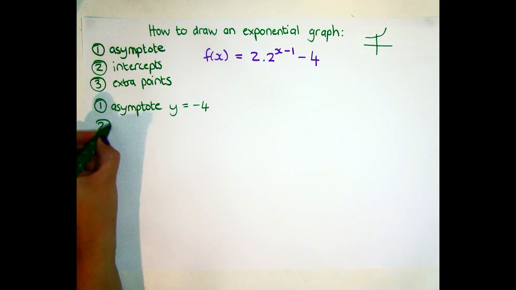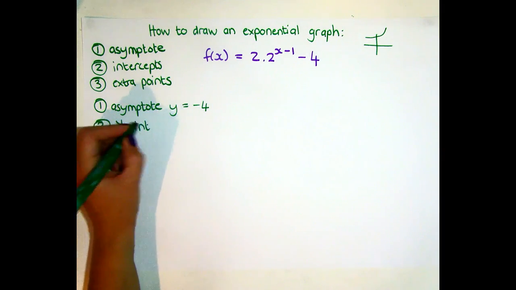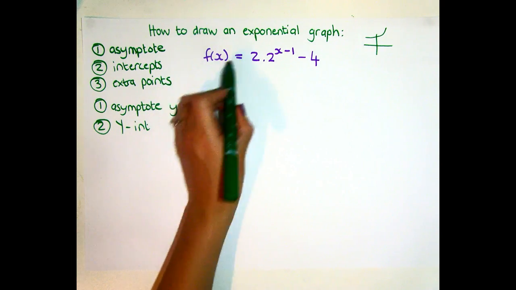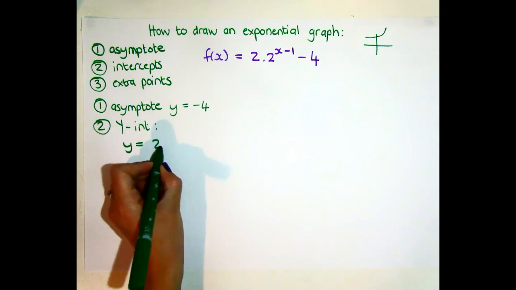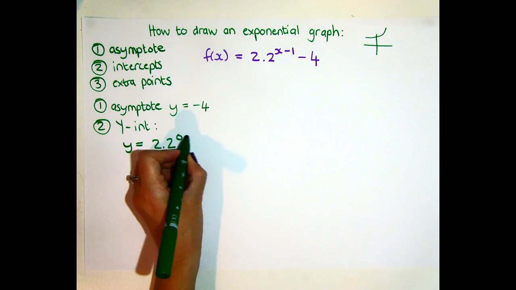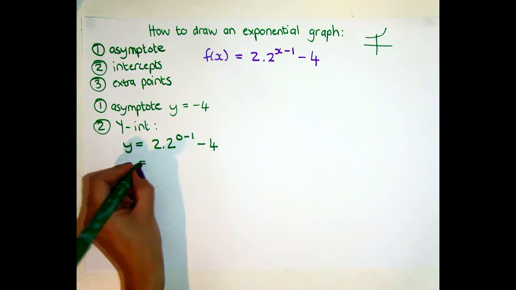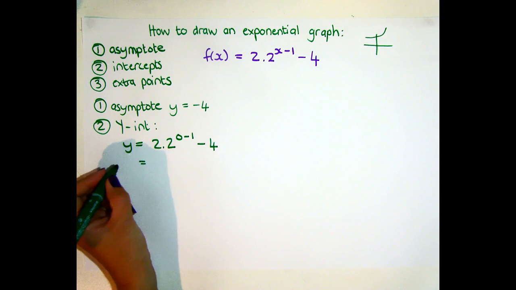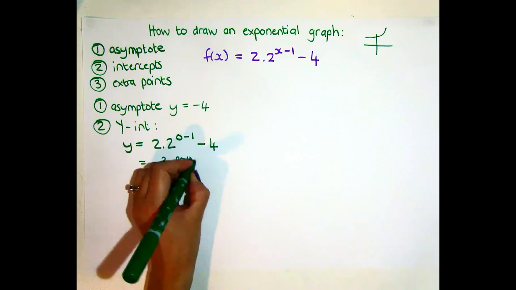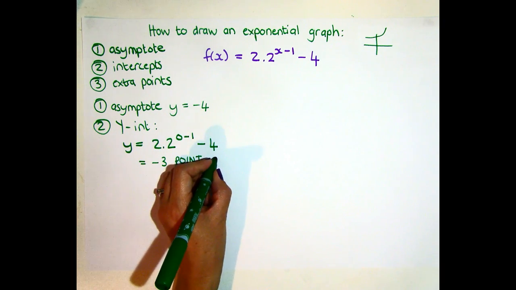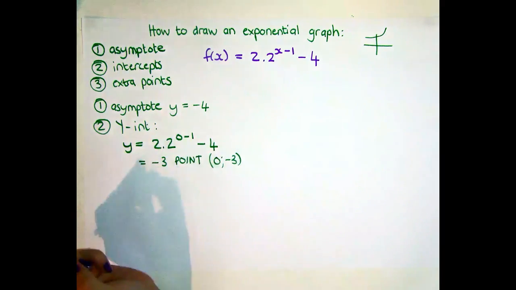With the intercepts, let's start with the y-intercept. So we're going to let x equal 0. I'm going to swap that out for a y. So I'm going to say y equals 2 times 2 to the 0 minus 1 minus 4. When I plug that into the calculator, which is all I need to do at this point, I'm going to get out negative 3. Please make sure that you write down the point, because the point is where x is 0 and y is negative 3.